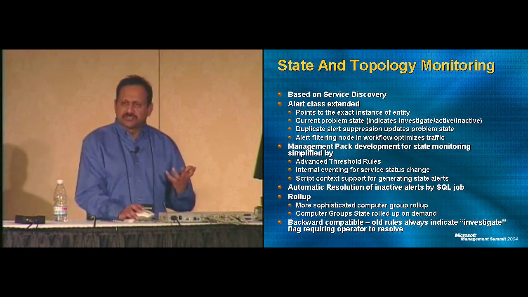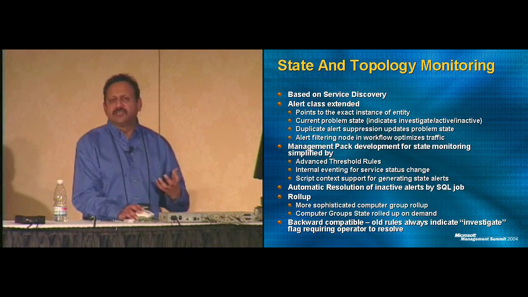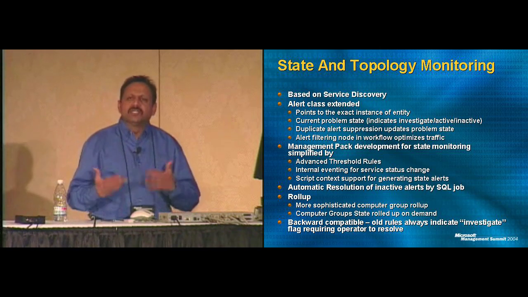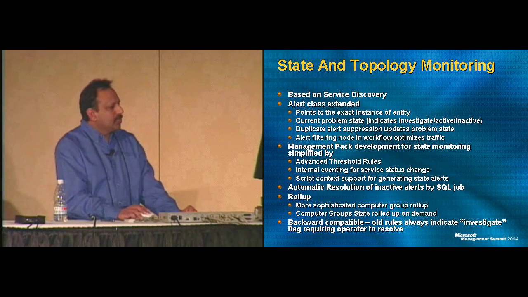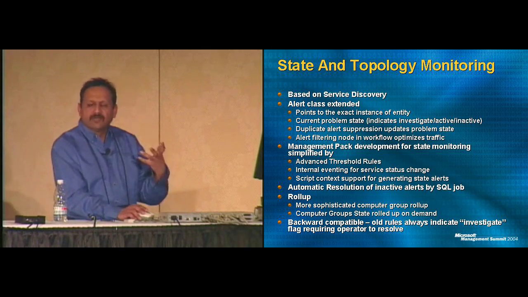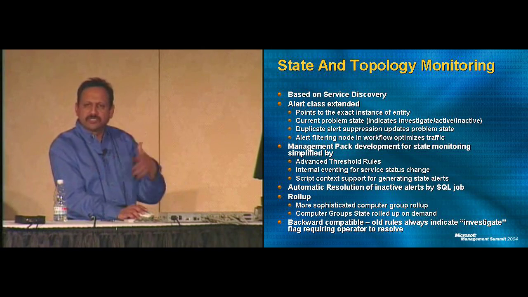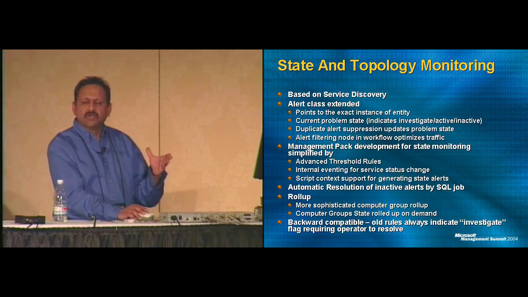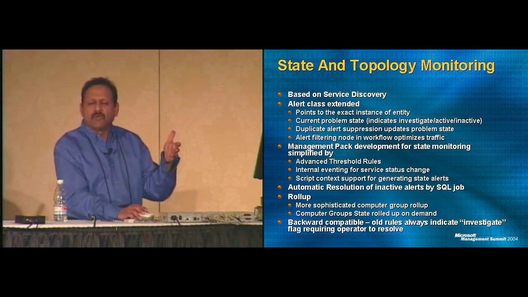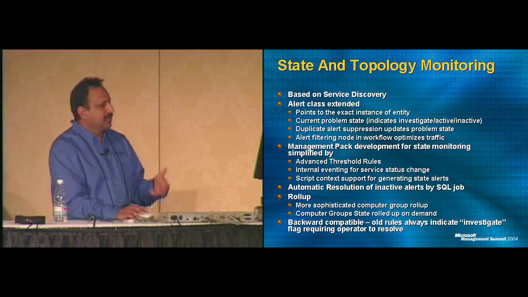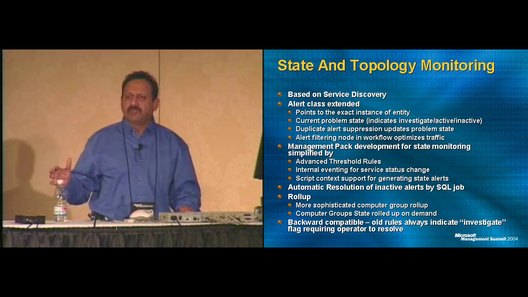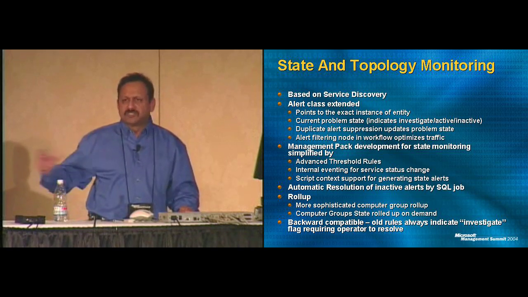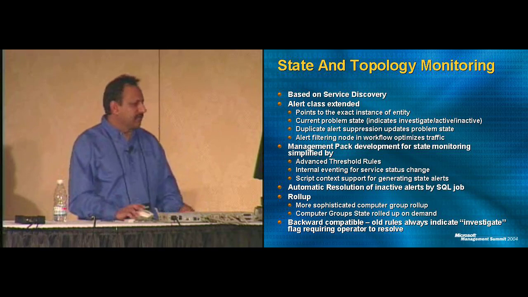Also, to create these kind of rules, we've added more support in the MP creation, which is advanced threshold rules. We do some internal event generation for service status change. So with this set of stuff, it's a bit easier to do state monitoring. Also, we'll resolve automatically with a job any alert which is turned green, but we keep it there for a while, at least so people know a problem has occurred. And somebody can turn off that policy if they want to go through every problem, even if it's self-resolved or self-turned green, to keep a record of it.